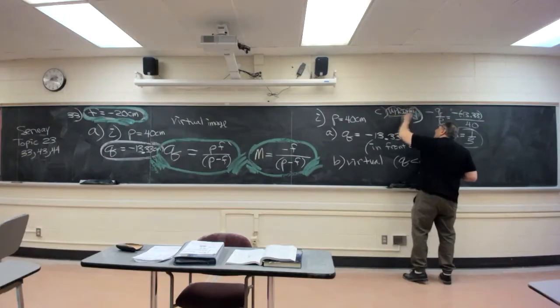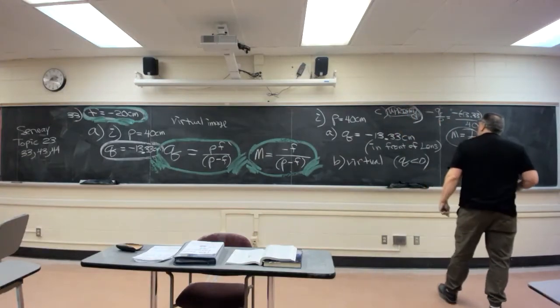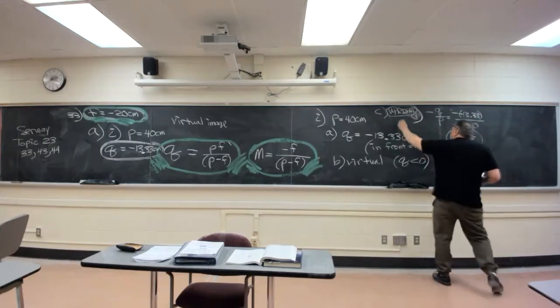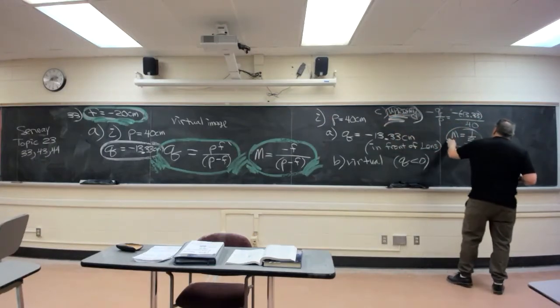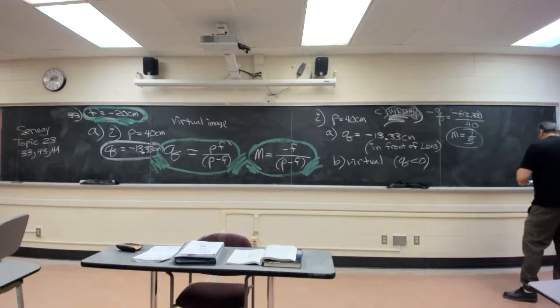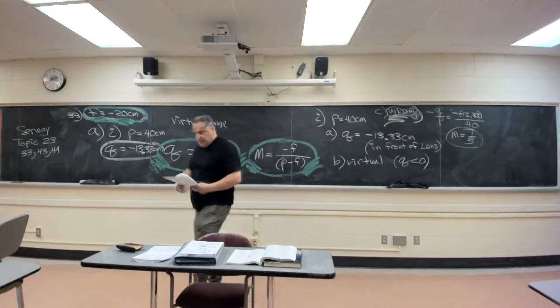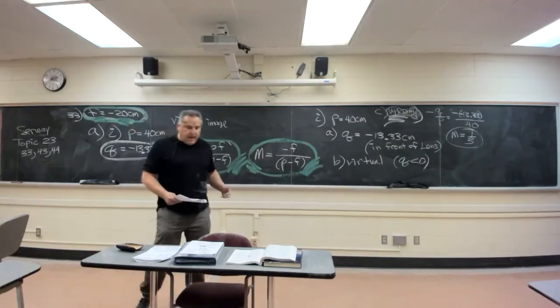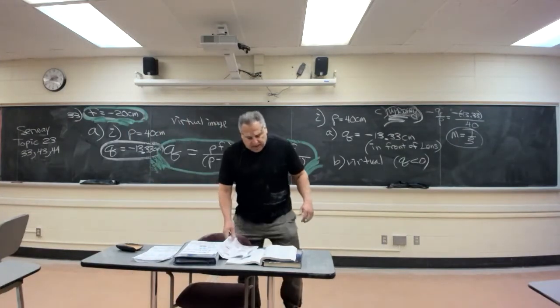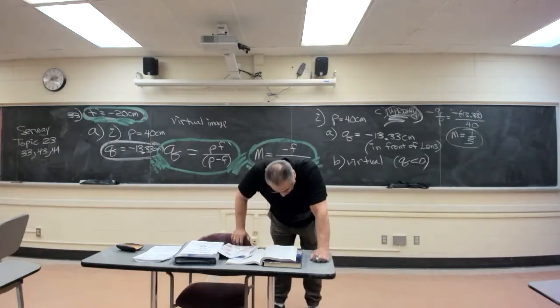Upright because the magnification is positive. So it's upright, and the magnification is 1/3, 0.33, and that's it. It is essentially the exact same argument proceeding with, how many gave here? They gave three scenarios, guys.